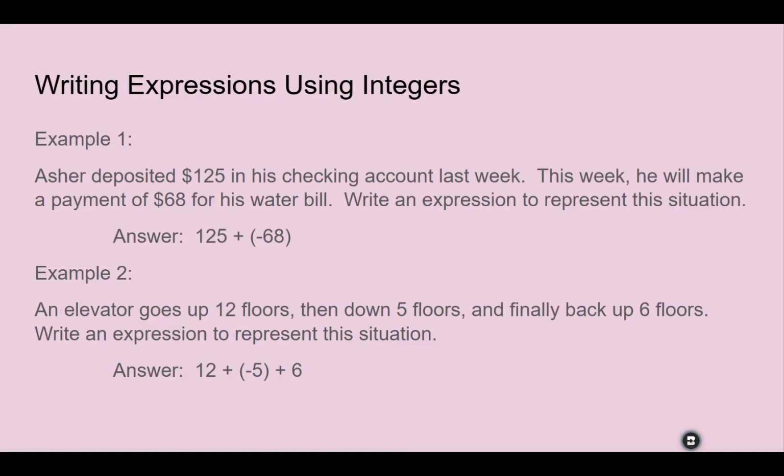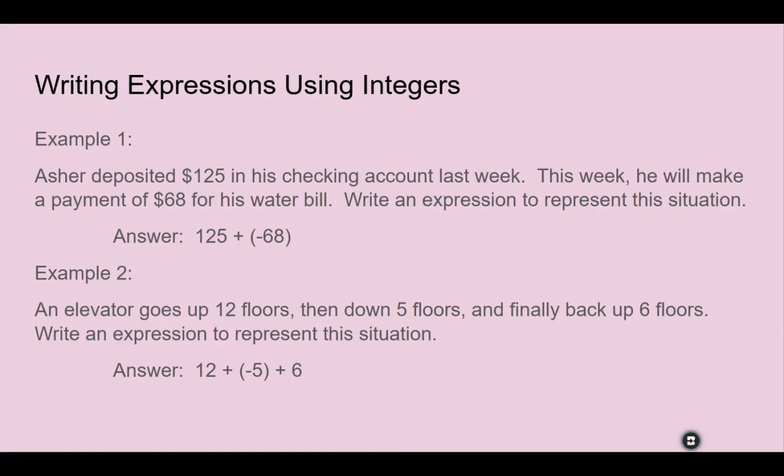Plus, if we make a payment of $68, that means we are going to be taking money out of our account. So we can represent that using a negative number or negative integer. So we can write 125 plus negative 68. Now, I do want to stress, you could also write this as 125 minus 68 since we're taking out $68. So we have multiple ways to represent these situations. I also want to point out that the parentheses around the negative number do not have to be there, but you'll typically see a negative number in parentheses if it follows an operation such as addition, subtraction, multiplication, or division.